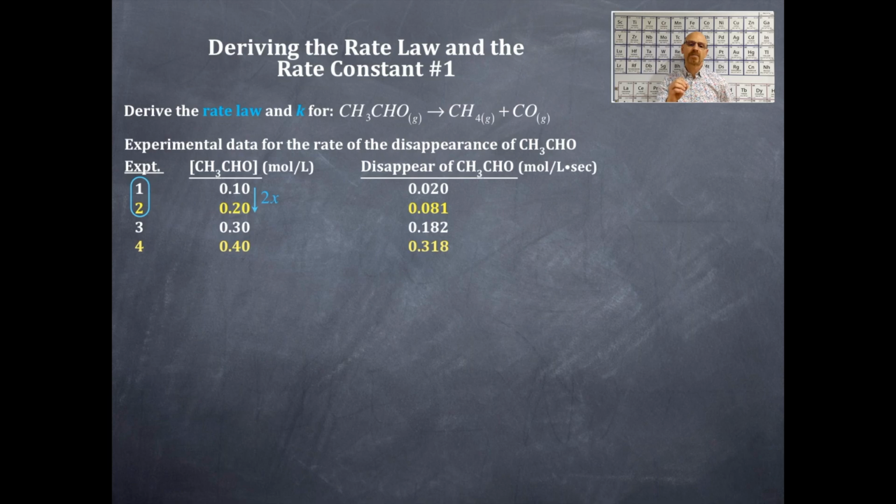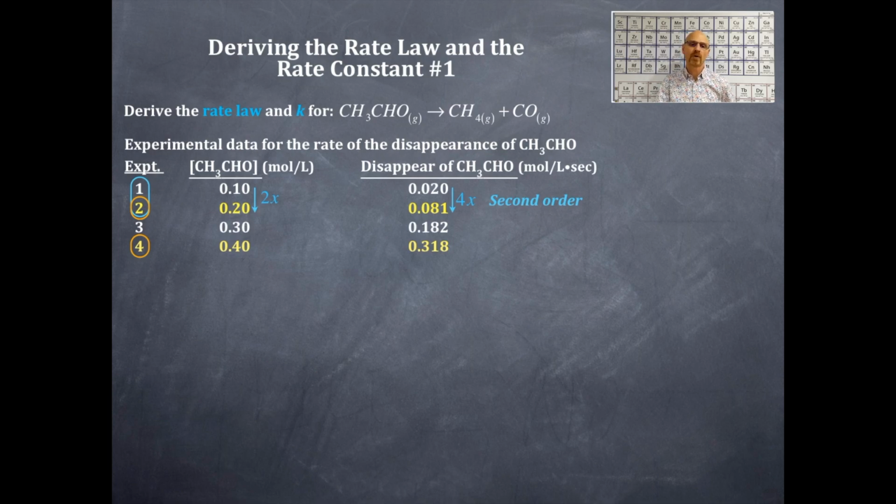So I want you to look at experiments 1 and 2 and then look at the disappearance of that reactant. It's going from 0.020 to 0.081. Okay, and that is a factor of 4, so that's a quadrupling. So if you increase the concentration by doubling it and you take the rate and you quadruple it, then what order is that? Is that 0 order? Is that first order? Or is that second order? And the answer to that question is it's a quadrupling with a doubling. That is second order.